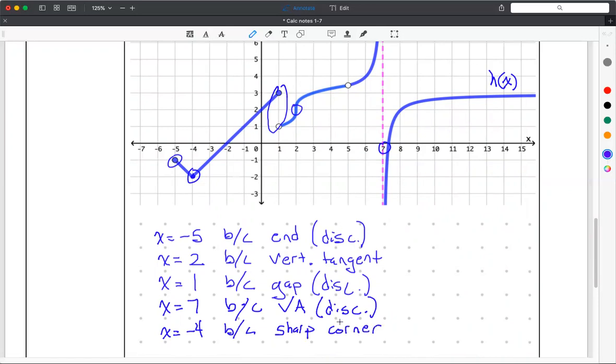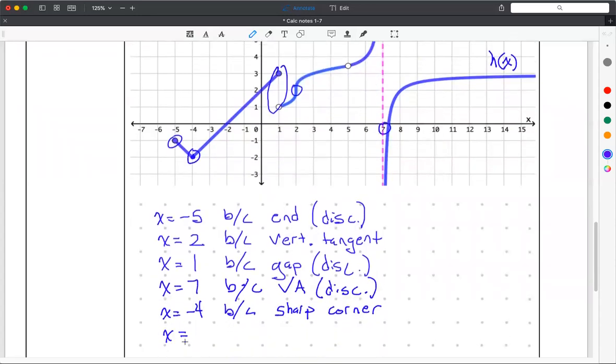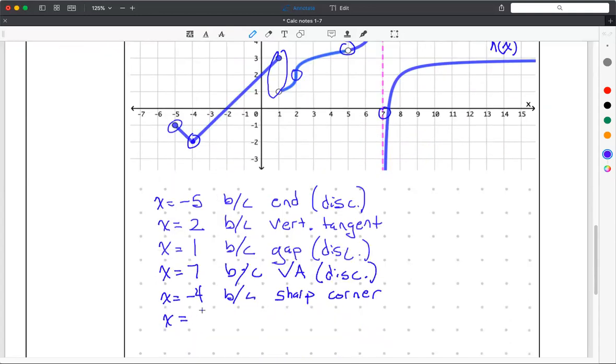Sharp corner isn't super technical, but if you say sharp corner in college, people will know what you're talking about. It isn't one of those things I've made up. And there is one more. What's another one? Anyone? Yeah, Fiona. 5. 5, yeah, why? Because it's a hole. Yep. x equals 5 because it's a hole, and that's a subtype of what? Discontinuity, exactly. So I'll just write disc. Perfect. So you found all of the points that it's not differentiable.